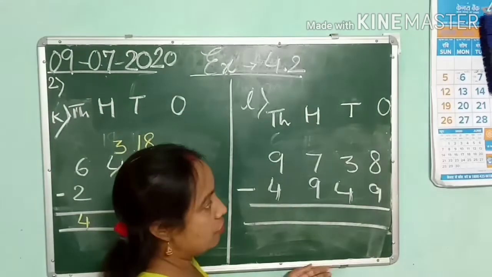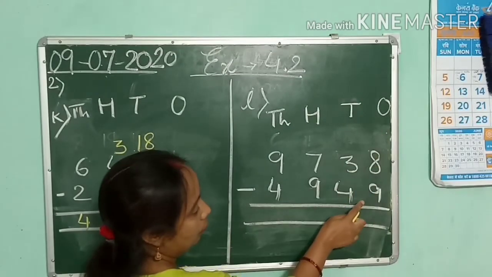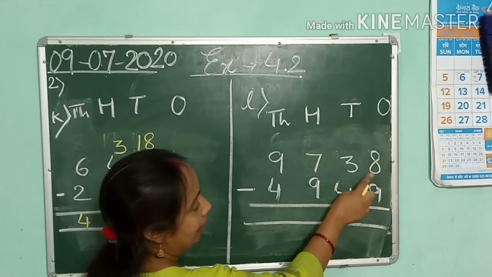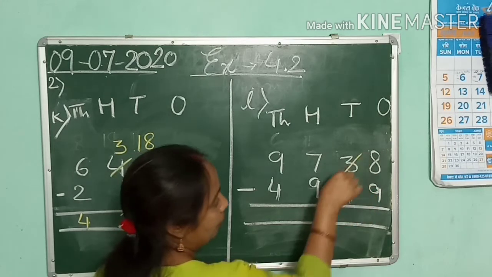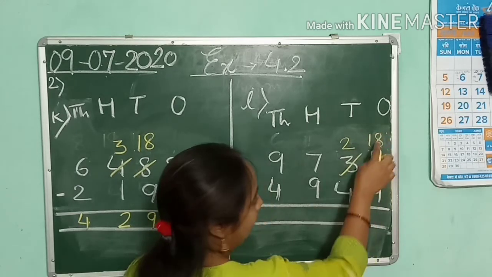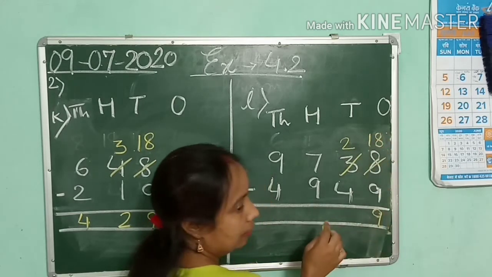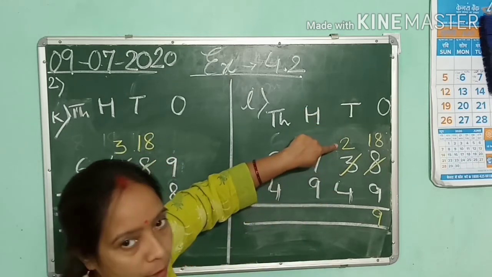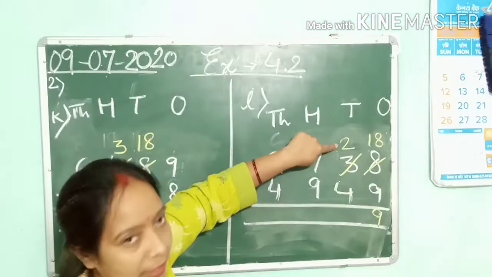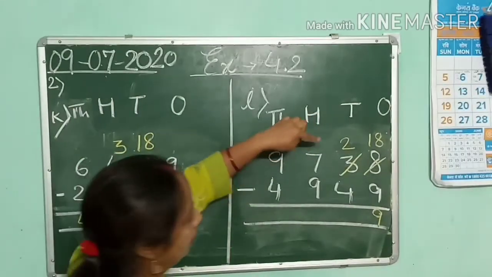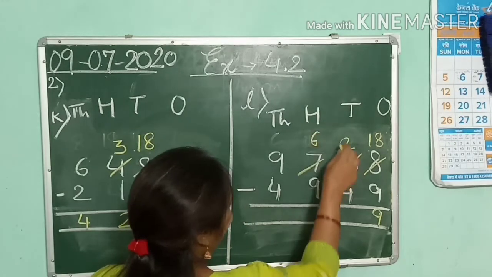Now move to last question. Under the ones column, you have to subtract 9 from 8. 8 is smaller than 9. 8 will borrow from this 3. 3 becomes 2. 8 becomes 18. 18 minus 9, 9. Now under the tens column, you have to subtract 4 from 2. It's not possible because 2 is smaller than 4. So 2 will borrow from hundreds column, that is 7. So 7 becomes what? 6 and 2 becomes 12.